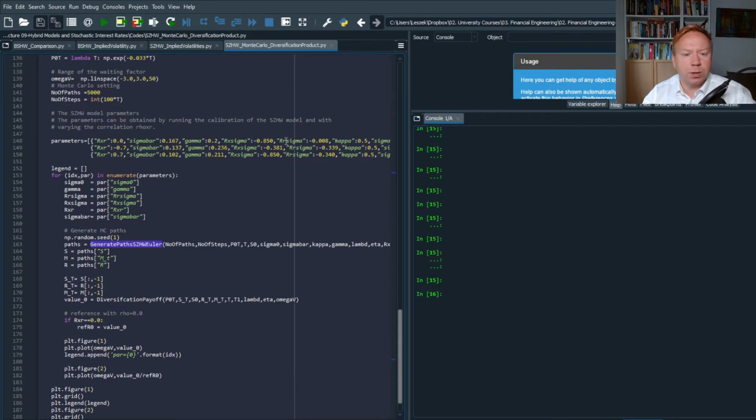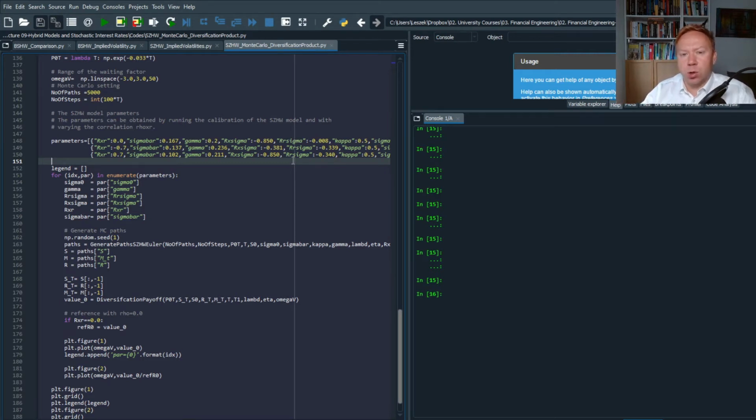So what we do here, we have a range of parameters. Actually, those parameters here are recalibrated parameters. Actually, no, yes. Those parameters are taken from the book, and for each of the correlations that we have chosen, the model has been recalibrated to the market data. What you can also do is fix the parameters, for example, sigma bar, gamma, etc., and only change the correlation and see the impact.